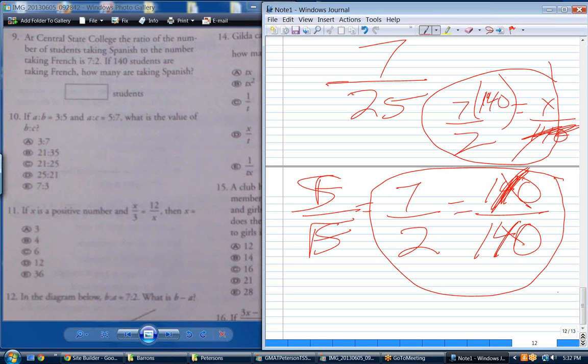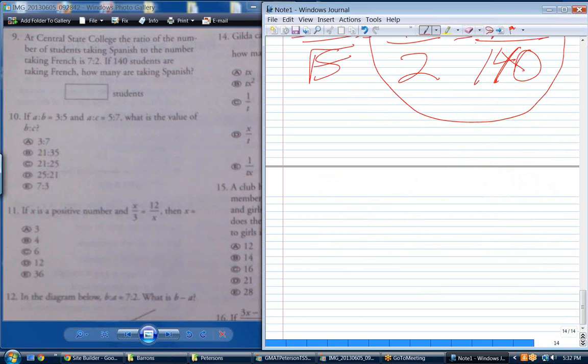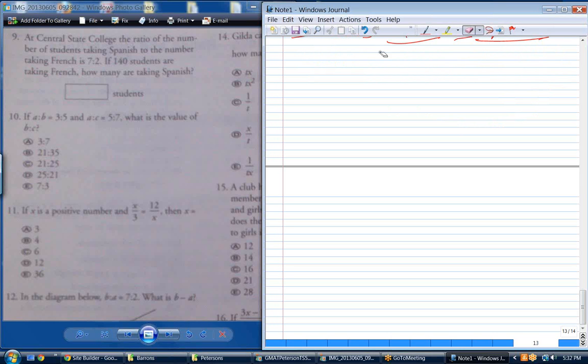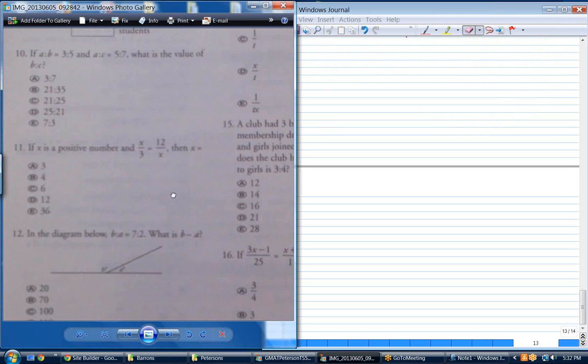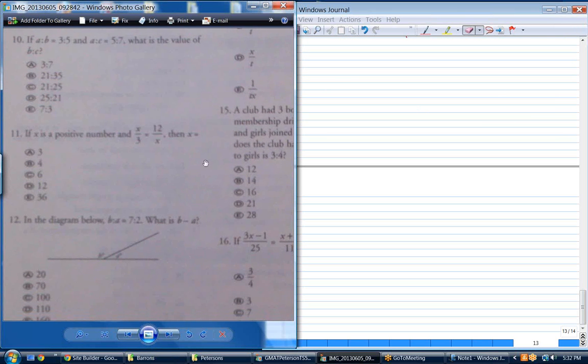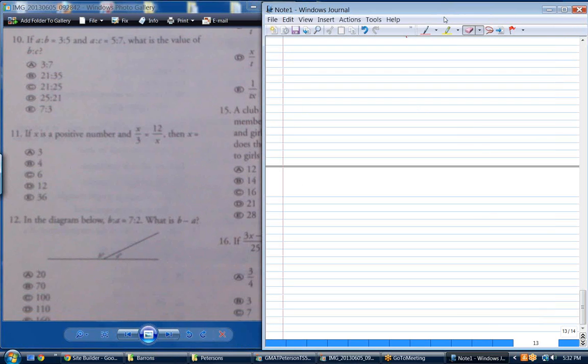You know what I did? I got the same number. I just did it differently. I just said that 140 divided by 2 is 70, and then I said 7 times 70 is 490. Is that wrong? Because I got to the same number. Yeah, no, whatever works. These ratio problems, there's lots of ways to do them.